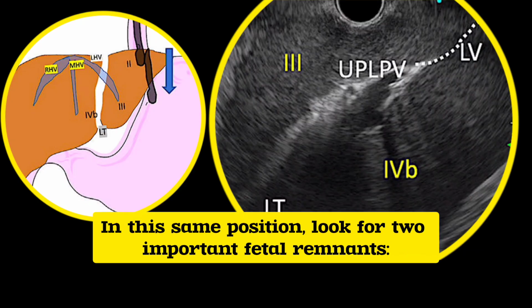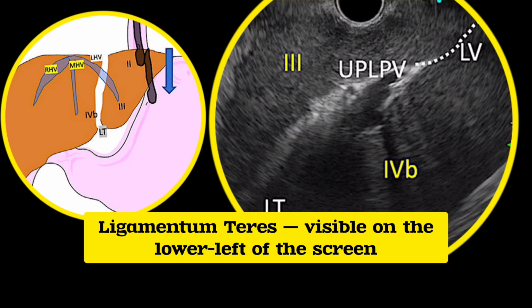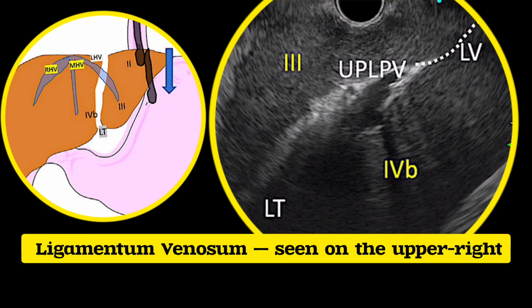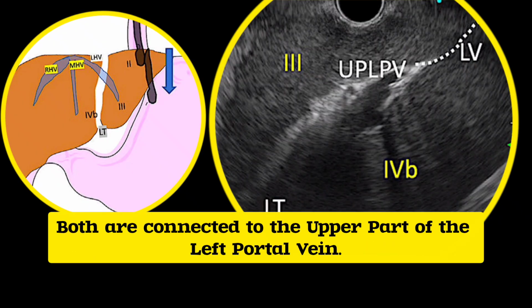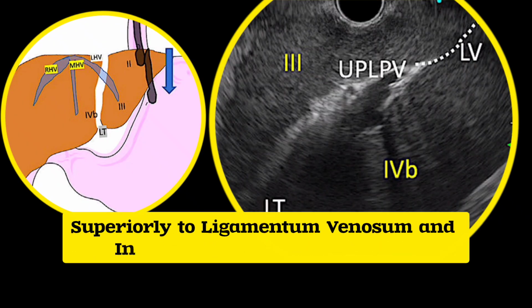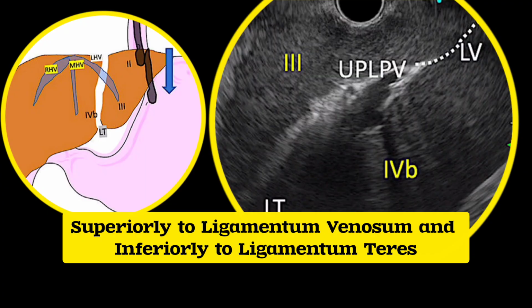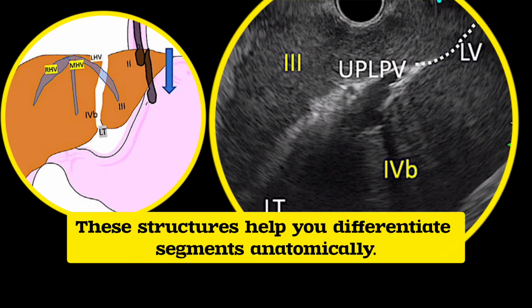In this same position, look for two important fetal remnants. Ligamentum teres, visible on the lower left of the screen. Ligamentum venosum, seen on the upper right. Both are connected to the upper part of the left portal vein, superiorly to ligamentum venosum and inferiorly to ligamentum teres. These structures help you differentiate segments anatomically.